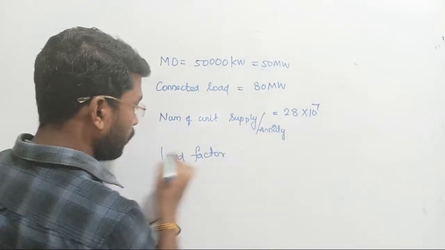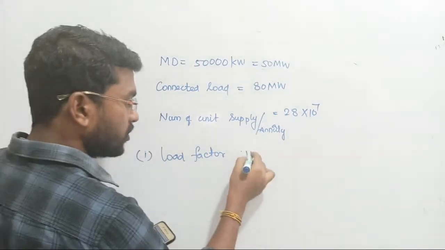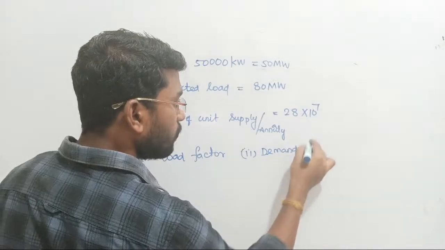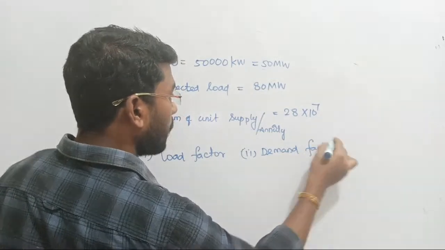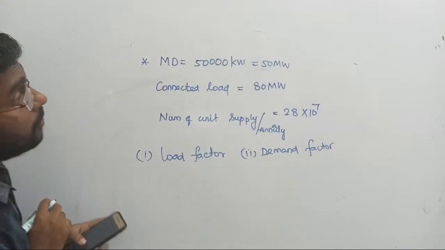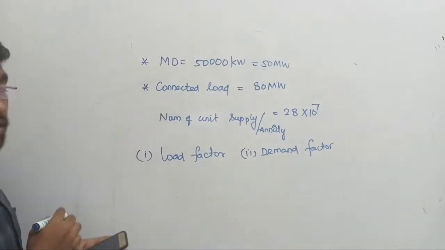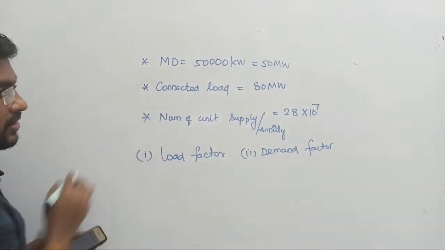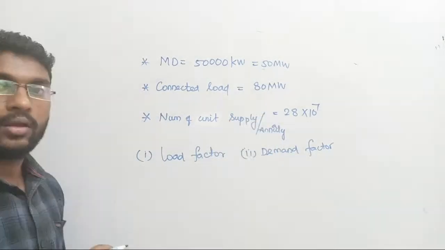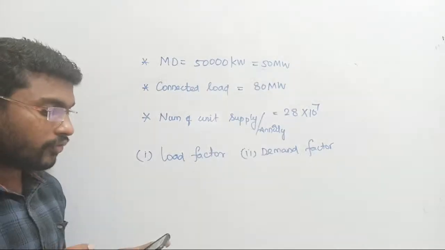Now the question is, just find the load factor and demand factor. That's all. Question number 1 is load factor. Question number 2 is demand factor. Can you please do it? Just write down. Maximum demand is known, connected load is known, and the number of units generated is known. So first write down the formula for load factor and demand factor. Bring the answer. Do it fast.